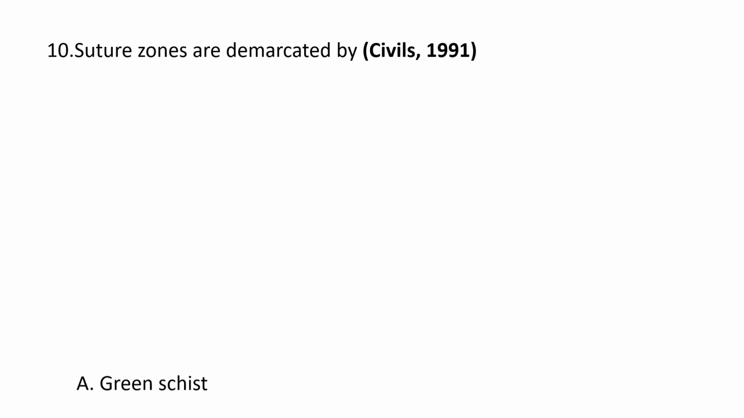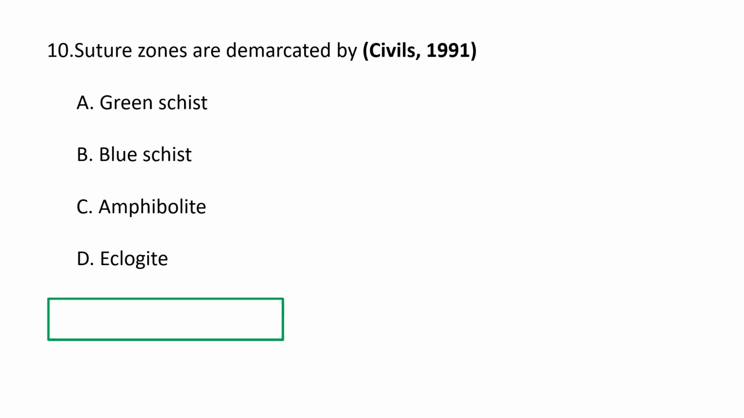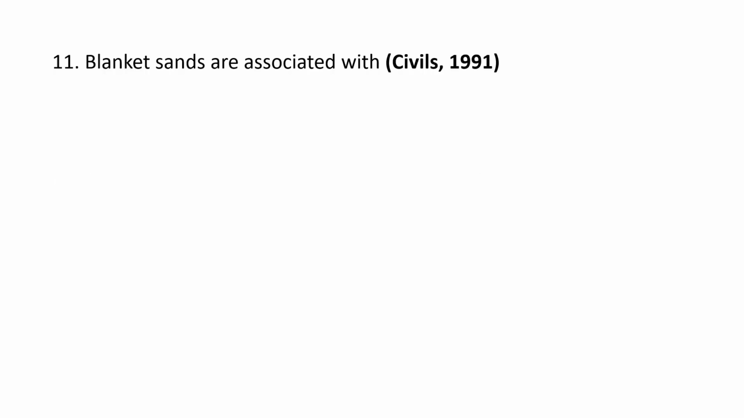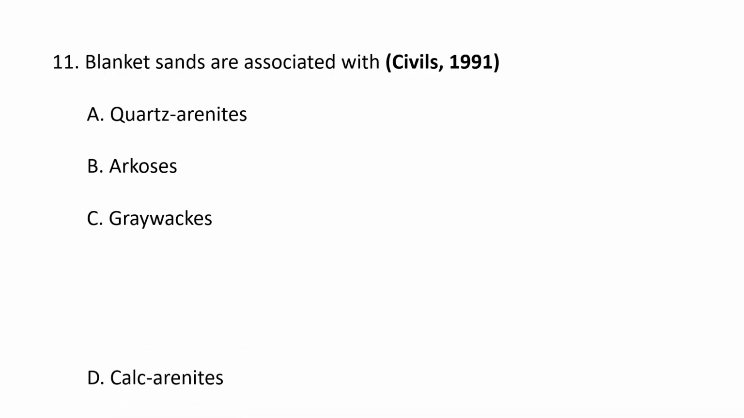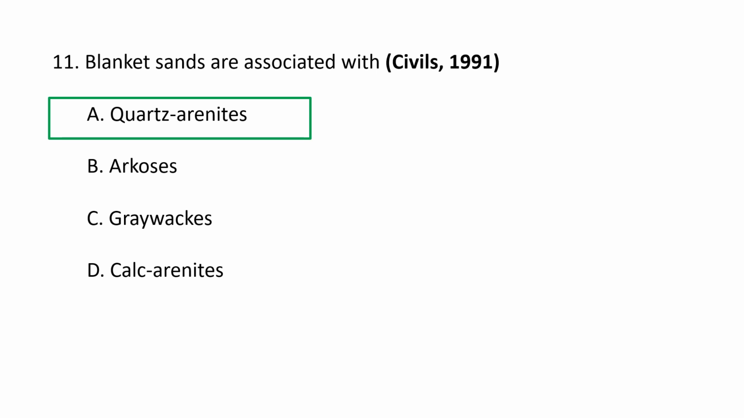Next question. Suture zones are demarcated by: A. Greenschist, B. Blueschist, C. Amphibolite, D. Eclogite. So suture zones are demarcated by blueschist. Next question. Blanket sands are associated with: A. Quartz arenites, B. Arkoses, C. Graywackes and D. Calcarenites. Blanket sands are associated with the type of quartz arenites.